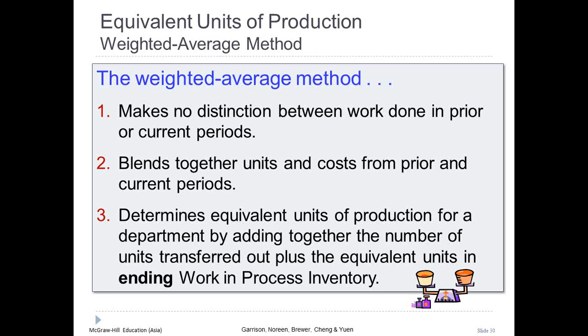When we use the weighted average method, we make no distinction between work done in the prior period and work done in the current period. We blend together the units and costs from both the prior and current period. We determine the cost per equivalent unit by dividing costs for the period by the equivalent units of production. The equivalent units of production for a department are the number of units transferred to the next department or finished goods, plus the equivalent units in the department's ending work in process inventory.